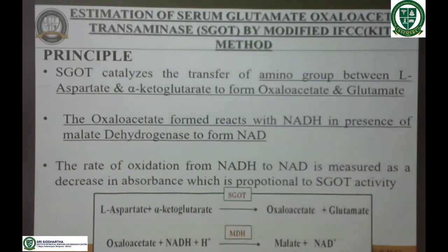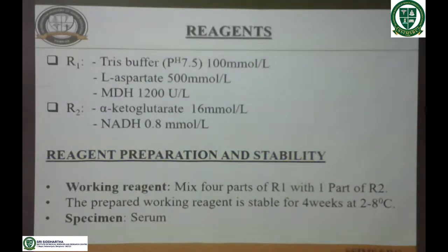That is the principle of this experiment. When it comes to the reagents, for the kit method we always get ready reagents from the company. For clinical biochemistry laboratories, we get ready reagents in the form of reagent 1 and reagent 2, that is R1 and R2. We just have to mix both R1 and R2. That is the benefit of the kit method.